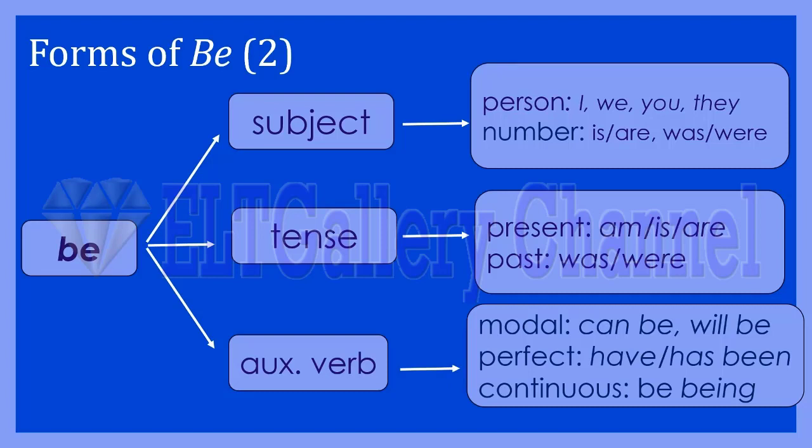So these are the forms of be. The subject determines the form of be. Then the tense is either present or past. And then we have the auxiliary verb. If we have modals, we can have just be: will be, can be. If we have perfect, we have been. And if we have continuous, we have two be's. One is for the continuous and the other is for the passive.